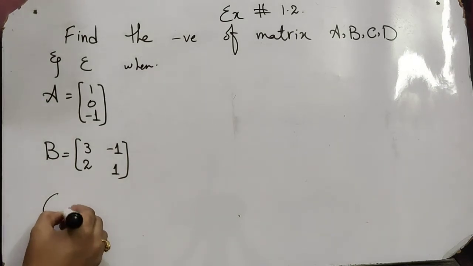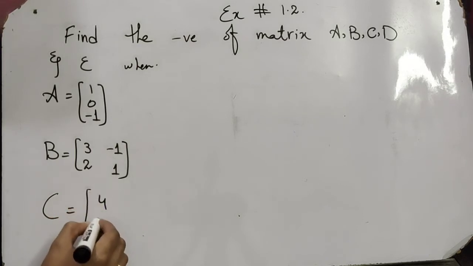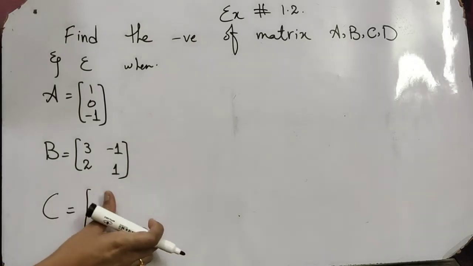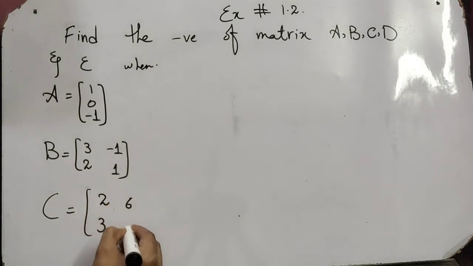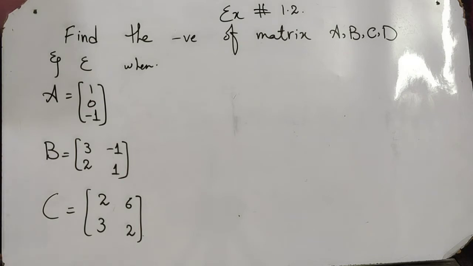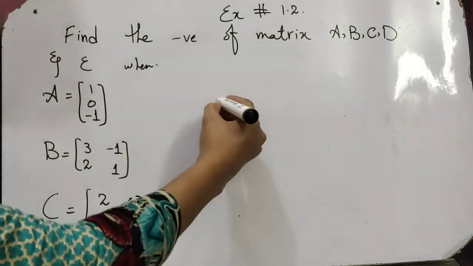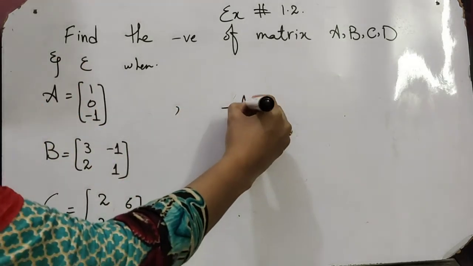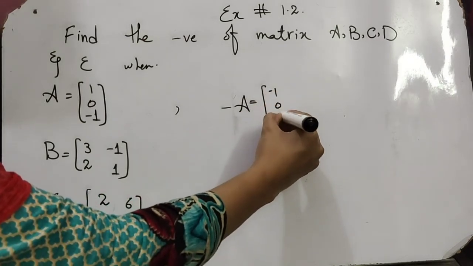Now C is equal to 2, 3, 6 and 2. So if these are the matrices, now we will find their negatives. A is equal to 1, 0 and minus 1. It means that minus A will be equal to minus 1, 0 and 1.